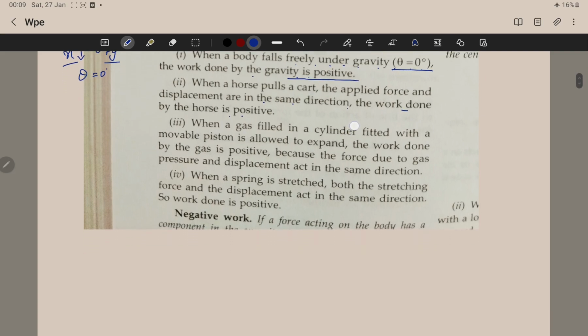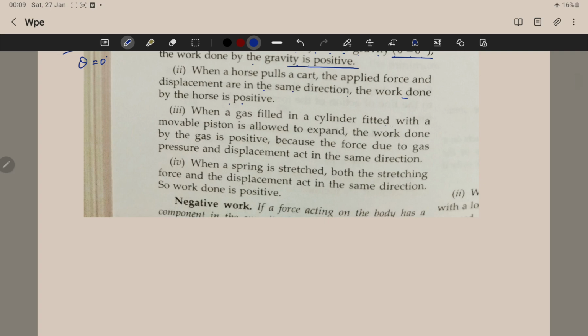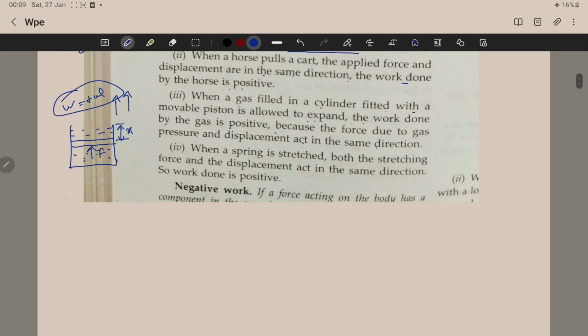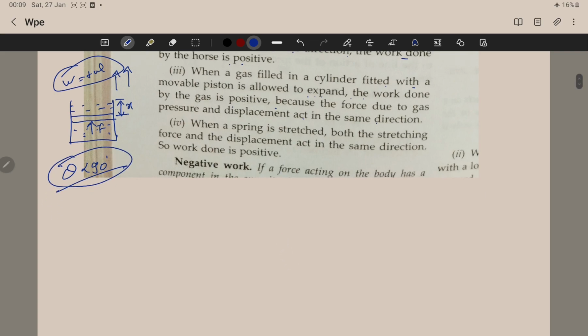You can remember any 2 or 3 examples. When a gas filled in a cylinder fitted with a movable piston is allowed to expand, the work done by the gas is positive, because the force due to the gas pressure and the displacement act in the same direction. Let's say there is a container with a piston and a gas. If the gas applies some force to lift this piston upward, this is the displacement of the piston in the y direction, and the force is also in the y direction. So the work done becomes positive. Always remember, just check the angle. If the angle between force and displacement is less than 90, then the work done is positive.